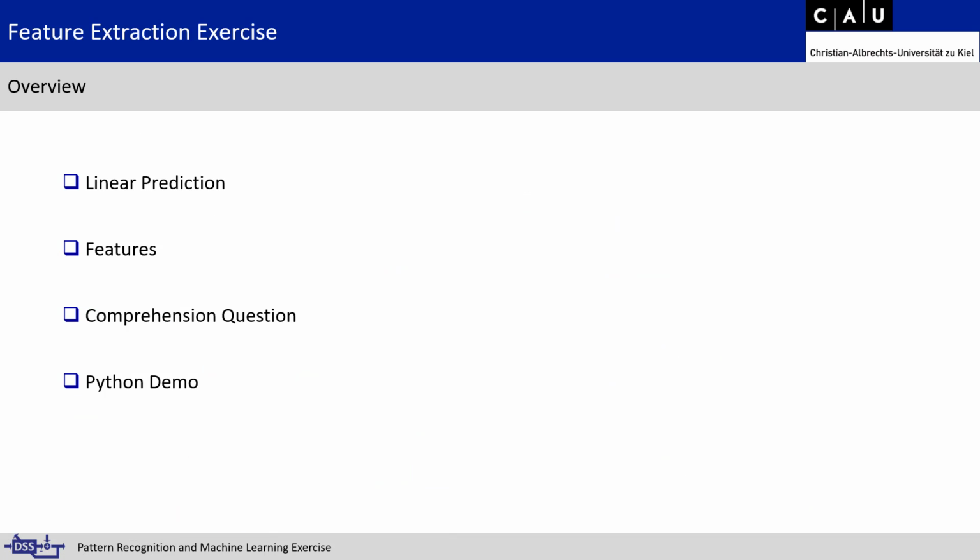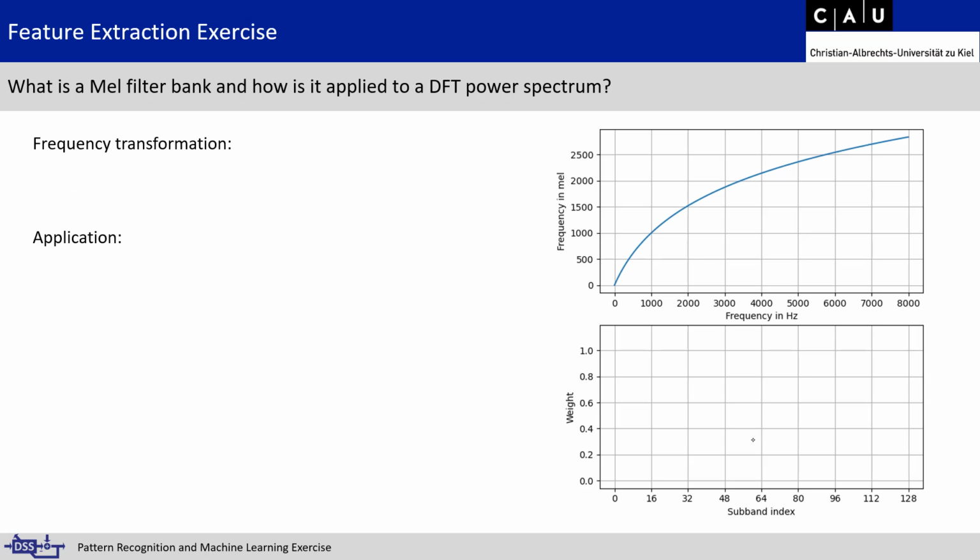In the comprehension question section, I want to now focus on the mel filter bank. So the question is, what is a mel filter bank and how is it applied to a DFT power spectrum?